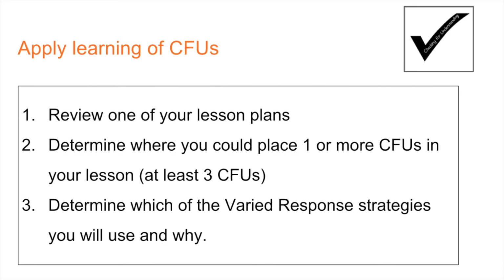Best practice is to include at least 3 checks for understanding throughout your lesson. So after looking at your lesson, determine how many more you will need to incorporate to have at least 3, and determine where they should be placed. 3. Lastly, determine which varied response strategy you will incorporate in your lesson and why. Remember, we provided a resource that we linked in Google Classroom that lists 60 different ways you can vary your response. Again, remember to reference this assignment in Google Classroom.